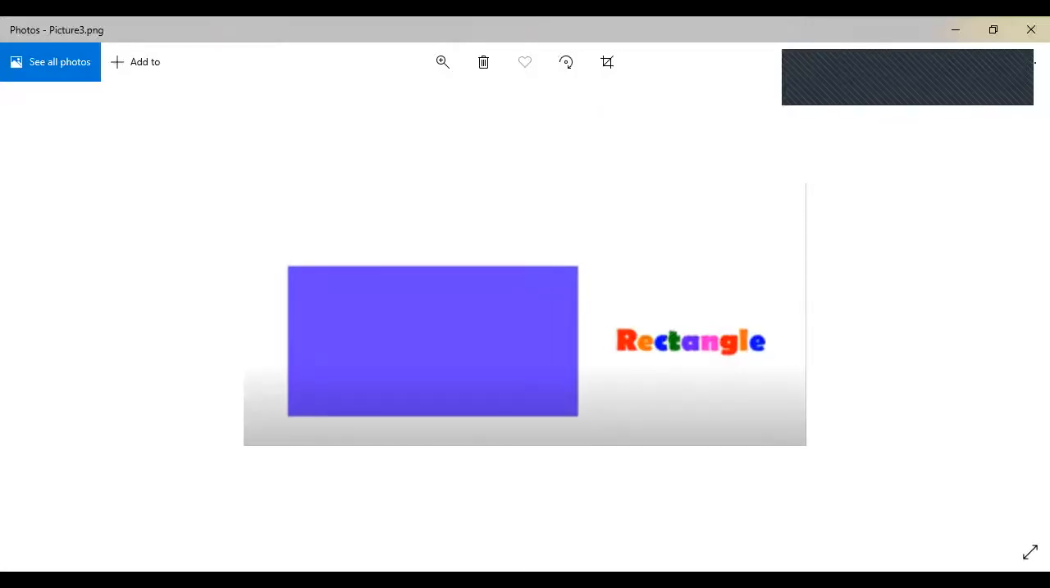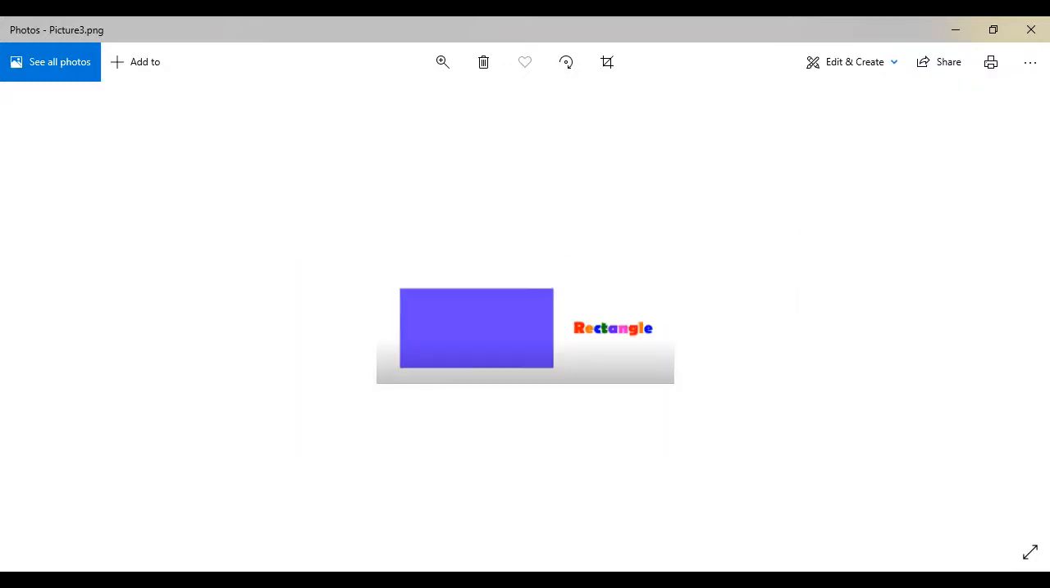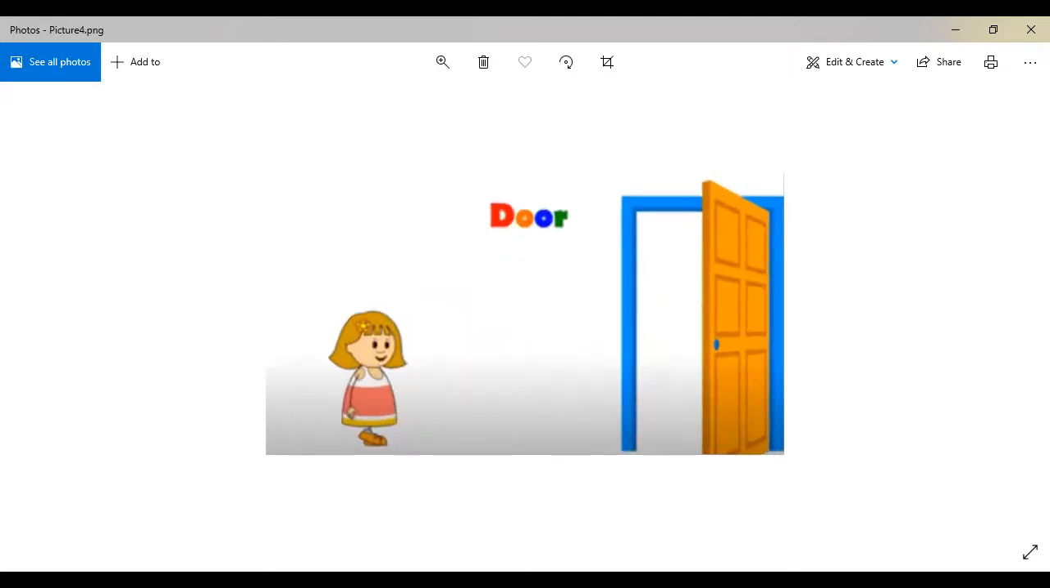This is a rectangle, okay? The big brother of the square. The opposite sides are equal. Let's look at the other examples. The first example is the door. All the doors are of rectangle shape, right? Look at all the doors around you. They are of rectangle shape. The opposite sides are equal in length.